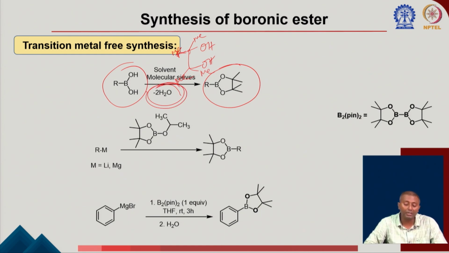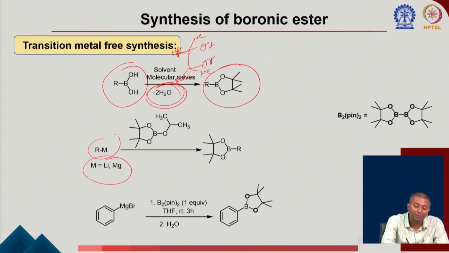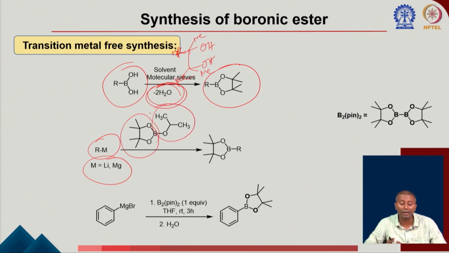Then there is another approach here. If you have the corresponding lithium or magnesium reagent, then you can attack this particular compound. Here you can see you already have a boronic ester, and you also have a leaving group here. So you have set up this isopropoxy group as the leaving group. Once this R group attacks here, you can think of this lithium or magnesium as R minus, which can attack on the boron, followed by elimination of this part. The isopropoxy will come out, and it will end up generating the corresponding boronic ester.